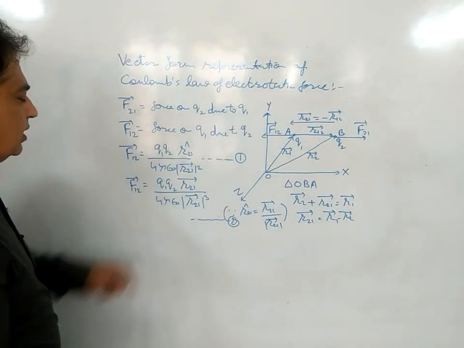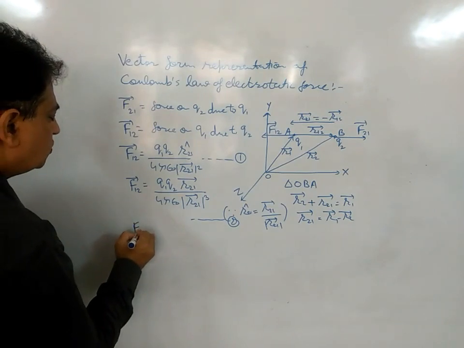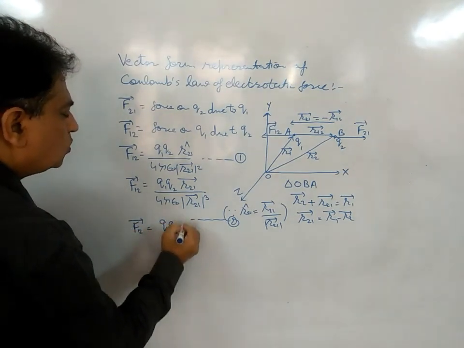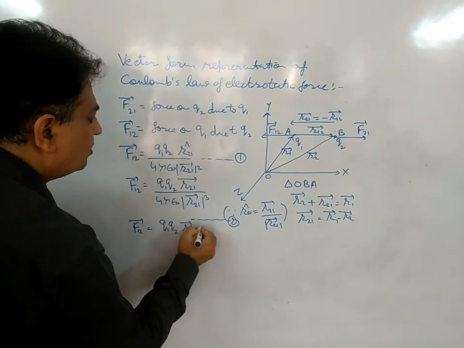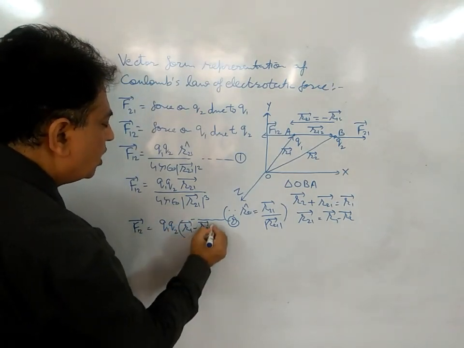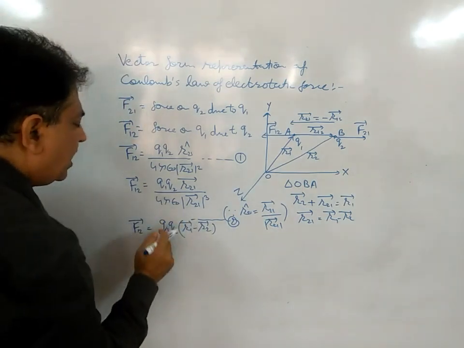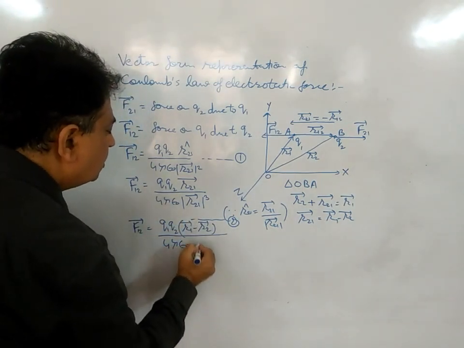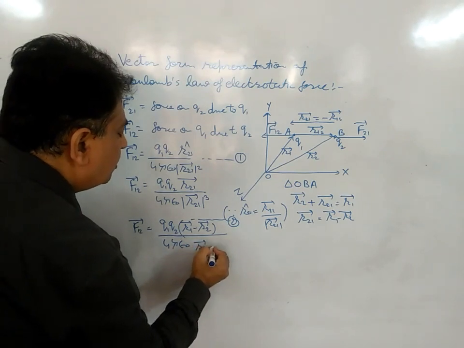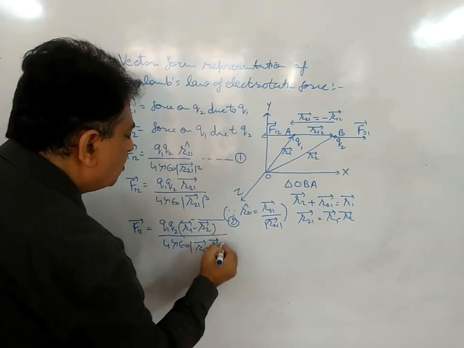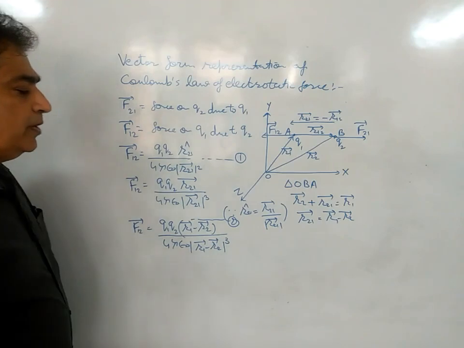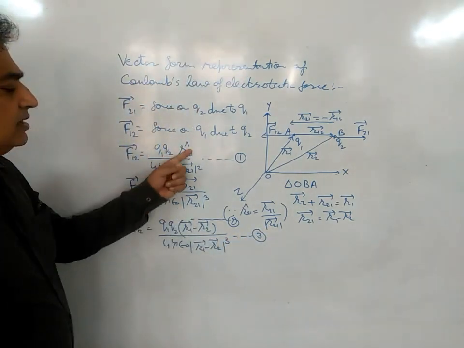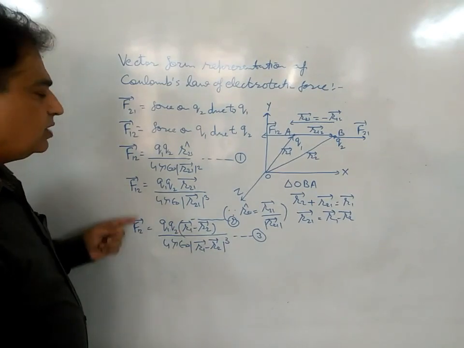Now putting the value here, F12 can be written equal to Q1 Q2 times R1 minus R2, divided by 4 pi epsilon naught times mod of R1 minus R2, its cube here. This is the equation number 3. These are the 3 equations written for F12.